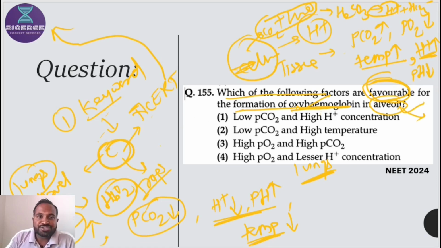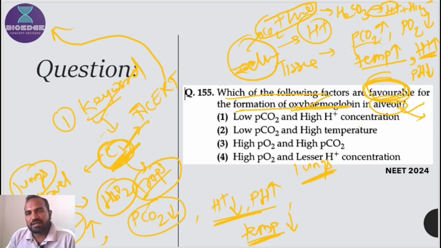So this question wants to test your concept. If you know this concept, then this question would be very easy. So understanding of question also requires the knowledge of concept, knowledge of keywords, knowledge of traps. Here is the simple trap. Favorable conditions are asked in this question.